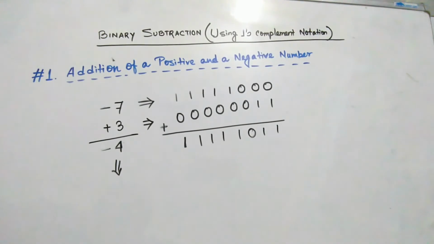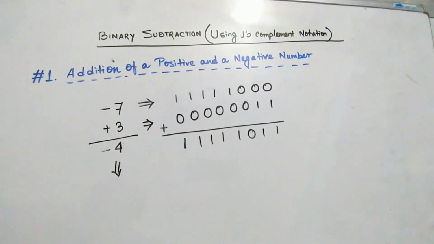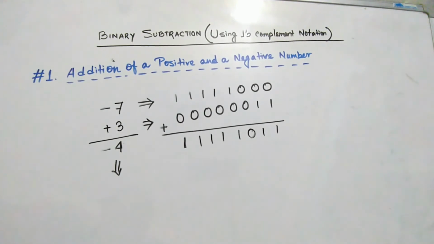So in this way we can perform the binary subtraction using ones complement format. If we are given a positive number with greater magnitude and a negative number with lesser magnitude, in that case overflow will occur. If we are given a positive number with lesser magnitude and a negative number with greater magnitude, no overflow will occur, and the result will be obtained in ones complement format.